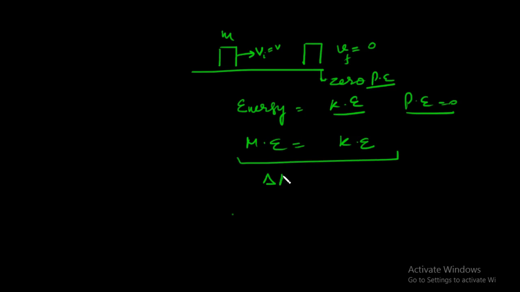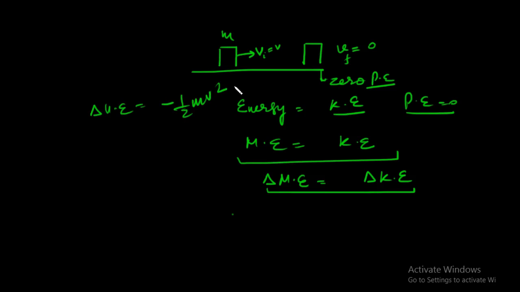So the change in mechanical energy would be the same as the change in kinetic energy. So what will be the change in kinetic energy? This would be equal to minus half mv square, right? Because this was 0 and this is half mv square. So KE final is 0 and KE initial is half mv square, right? So subtracting initial from final we get this.